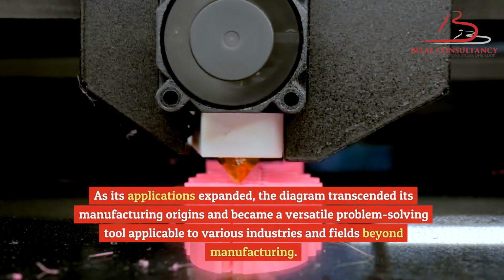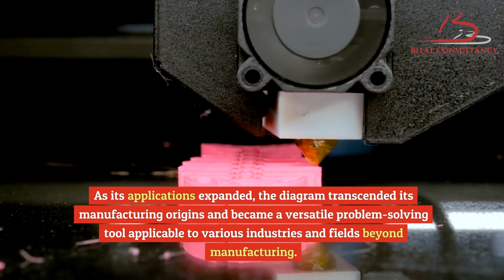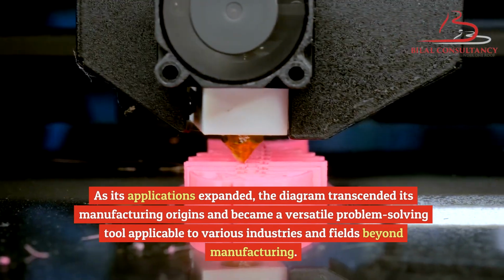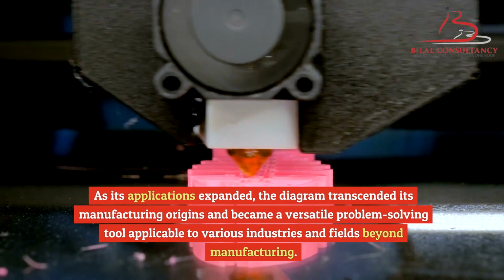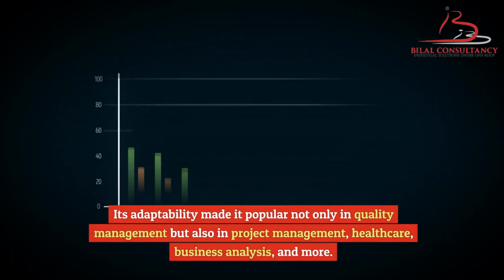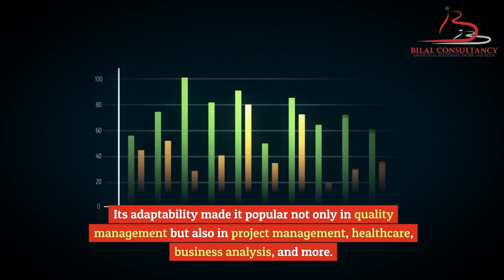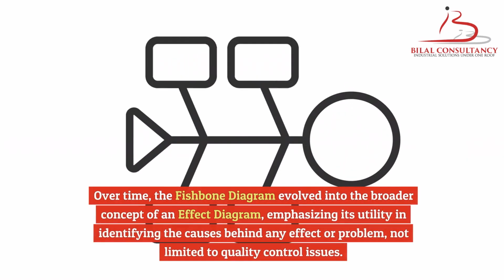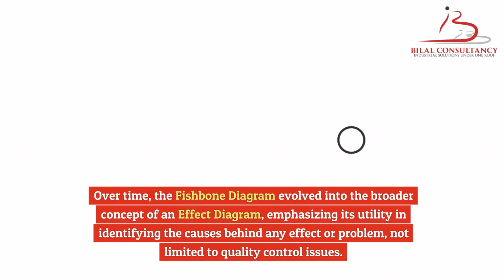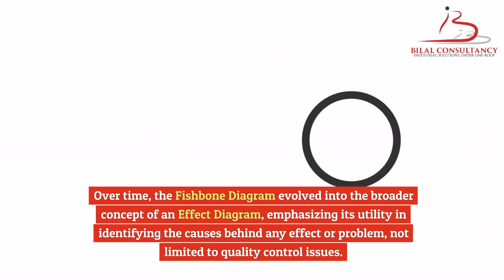As its applications expanded, the diagram transcended its manufacturing origins and became a versatile problem-solving tool applicable to various industries and fields beyond manufacturing. Its adaptability made it popular not only in quality management but also in project management, healthcare, business analysis, and more. Over time, the fishbone diagram evolved into the broader concept of an effect diagram, emphasizing its utility in identifying the causes behind any effect or problem, not limited to quality control issues.